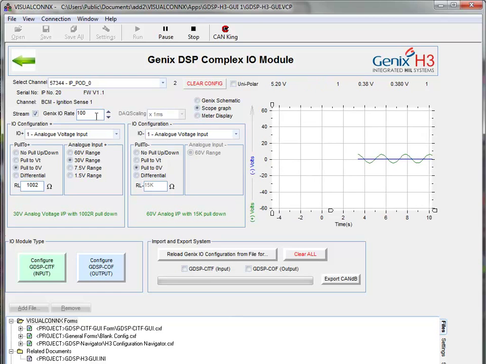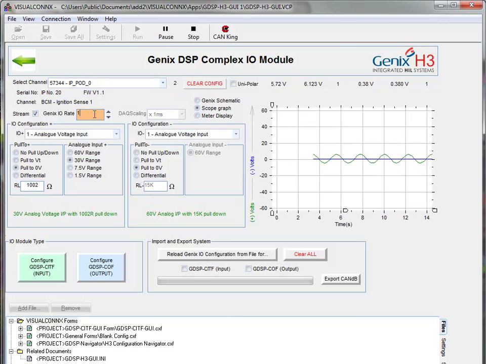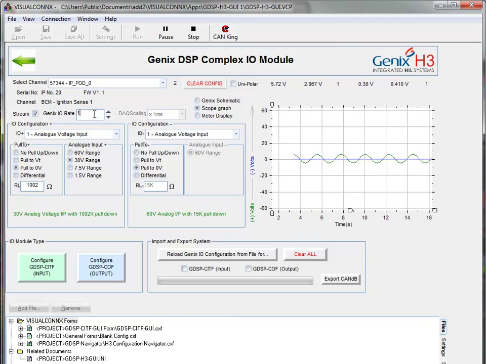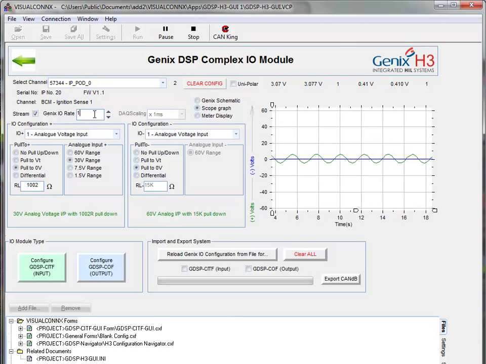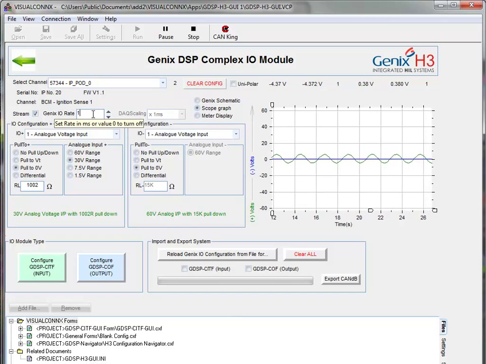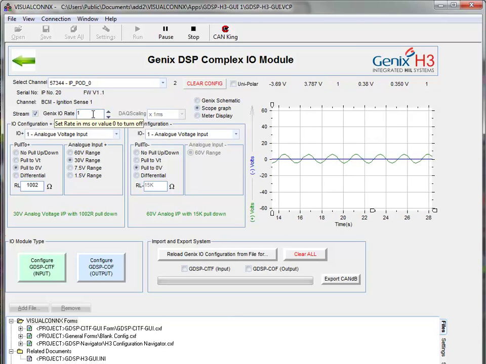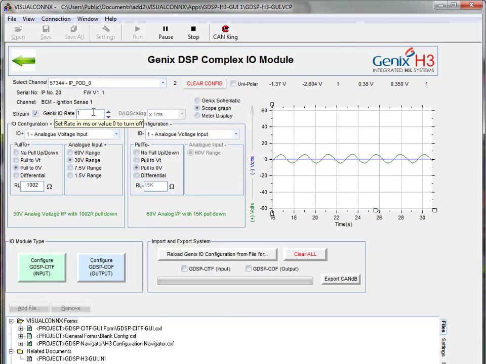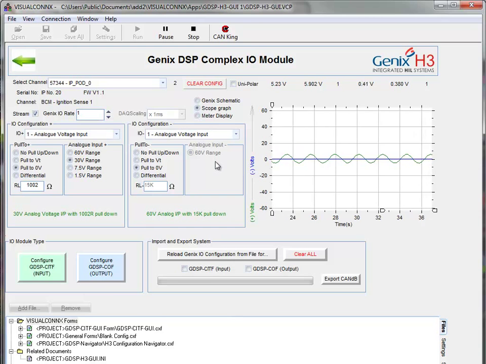One note about Genix I/O rate is, whilst it is possible to set very fast rates such as 1 millisecond, this is fine, but remember that there is a limited bandwidth for the CAN channel, and if you have too many channels, no more than 8 in fact, can be achieved physically over a 1 meg connection, then you have to be careful about this.